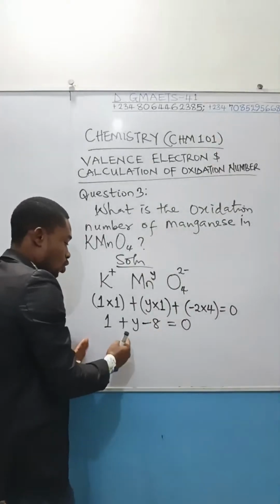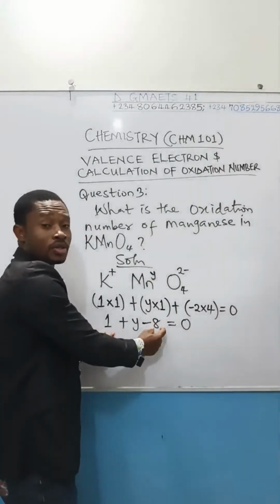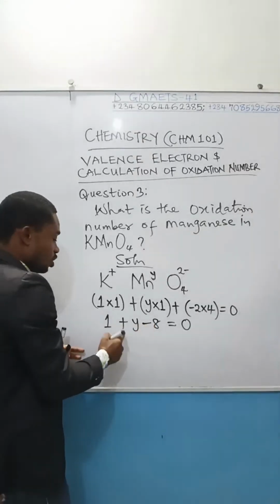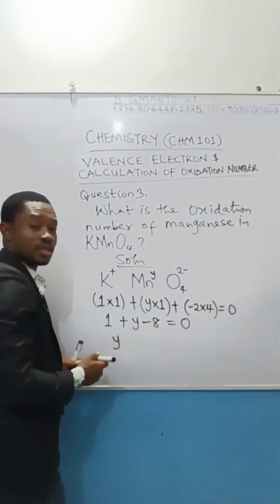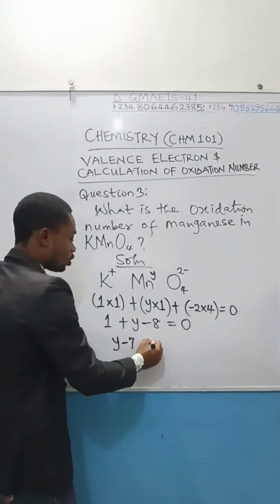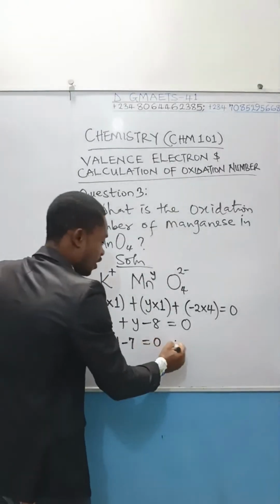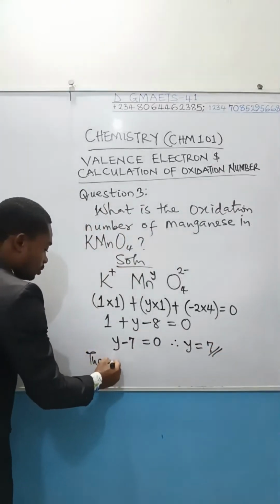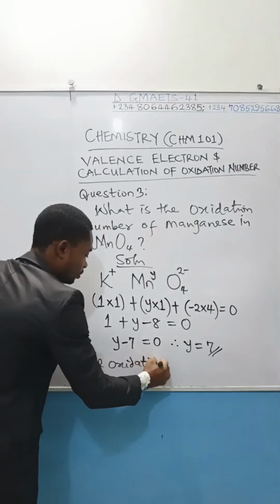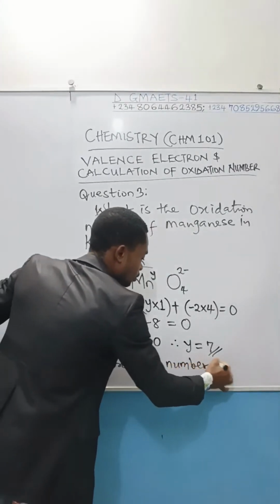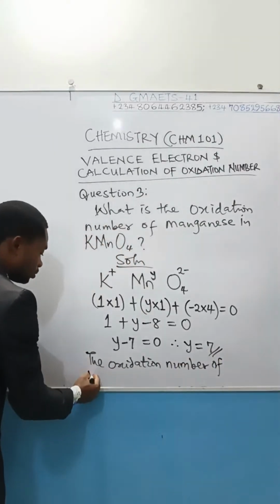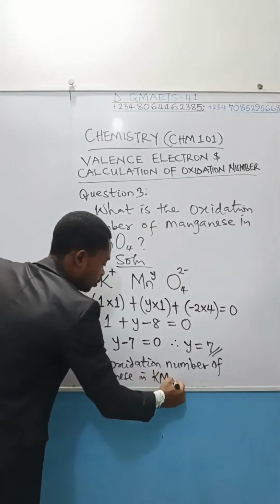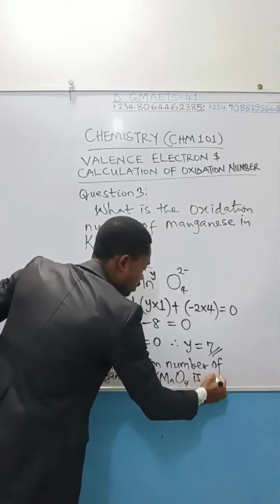On the left-hand side of the equation, you have these as pure numbers, so you can simplify them since they are like terms. 1 minus 8 will give you minus 7. So you now have positive Y, then minus 7 equal to 0. And what do you see? Therefore, Y is equal to what? 7. The oxidation number of manganese in KMnO4 is plus 7, or simply 7.